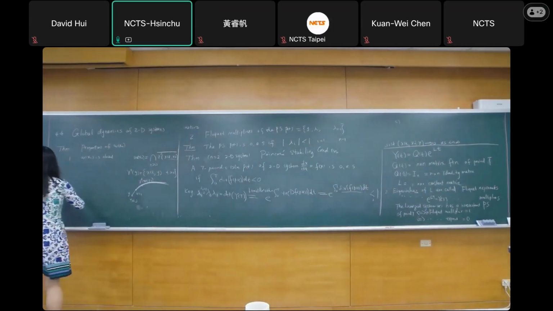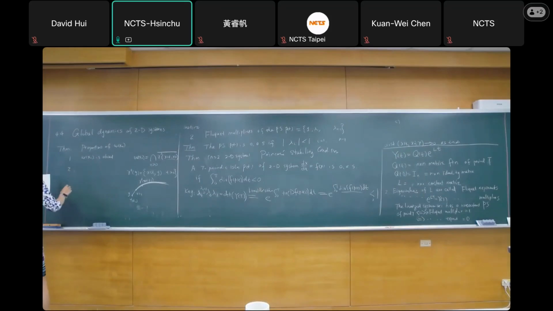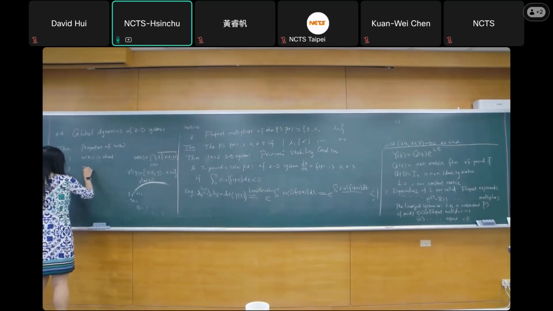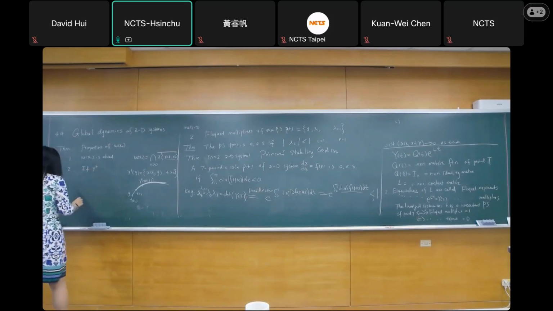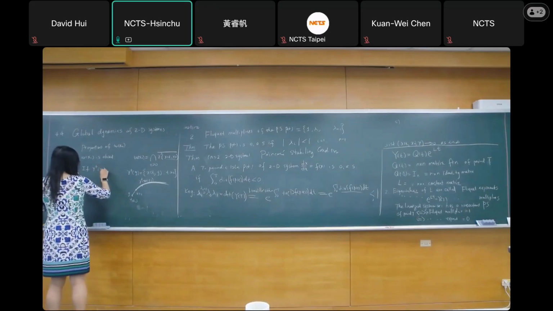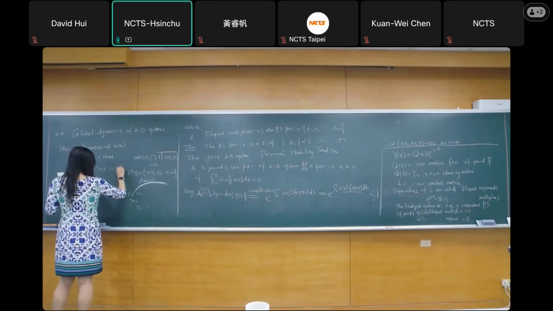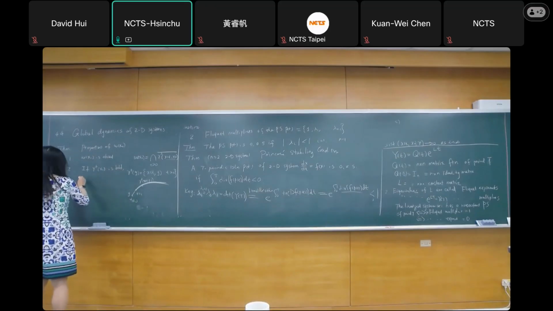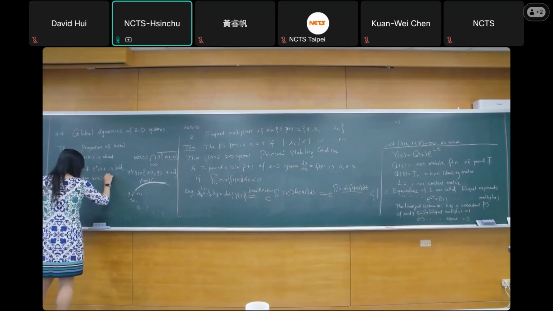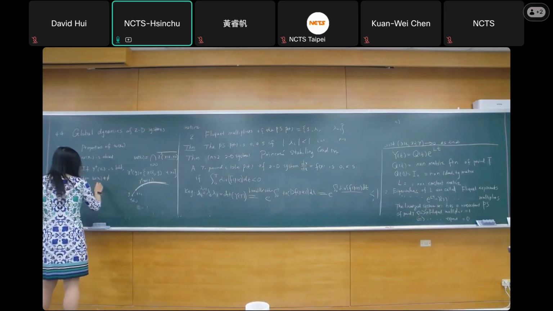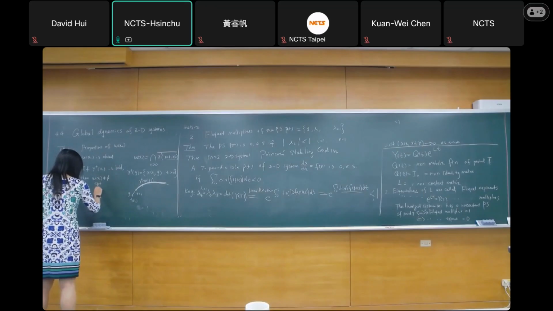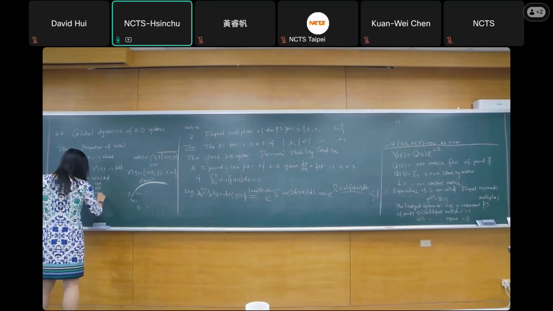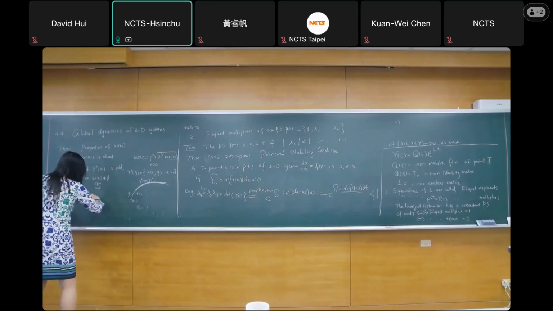And the second thing, this is important. If the forward orbit starting at x0 is bounded, it's under control. Now we know more. Now we know the omega limit set is non-empty, compact, and invariant. Invariant is always true. It is non-empty, compact, and connected.